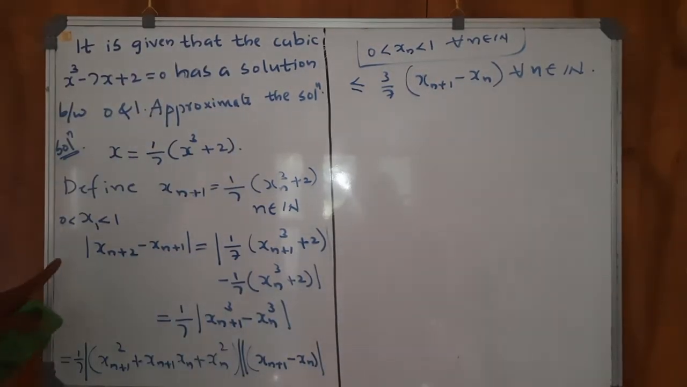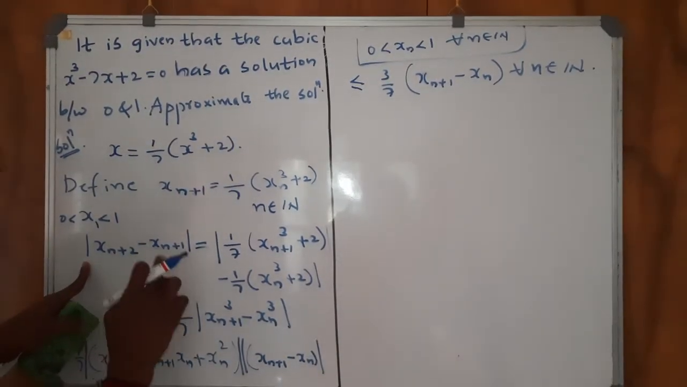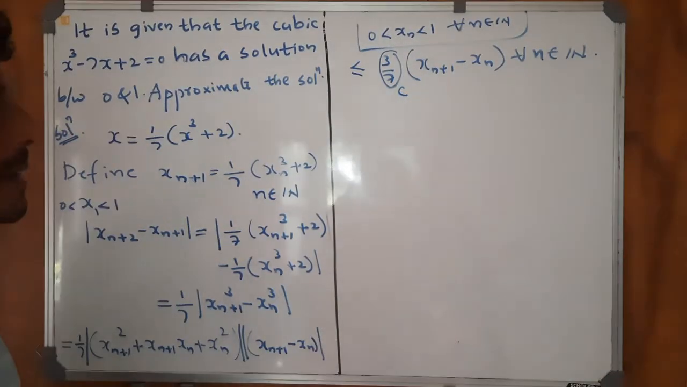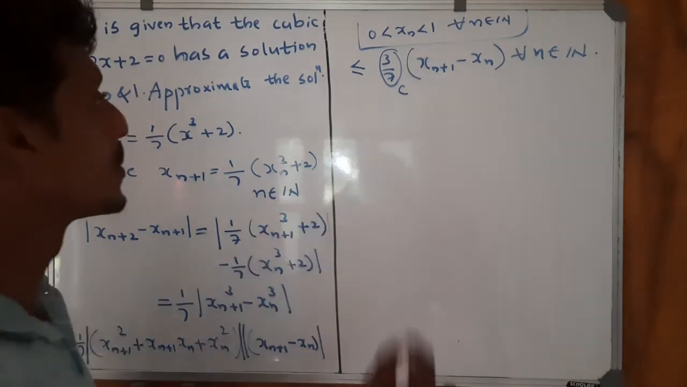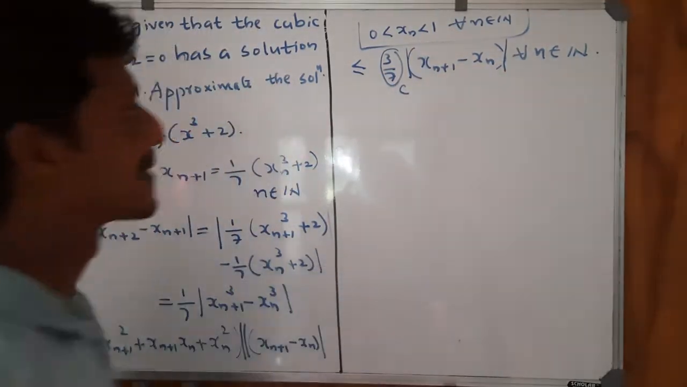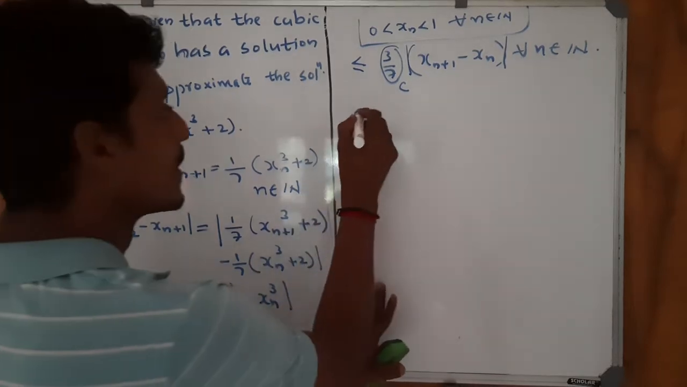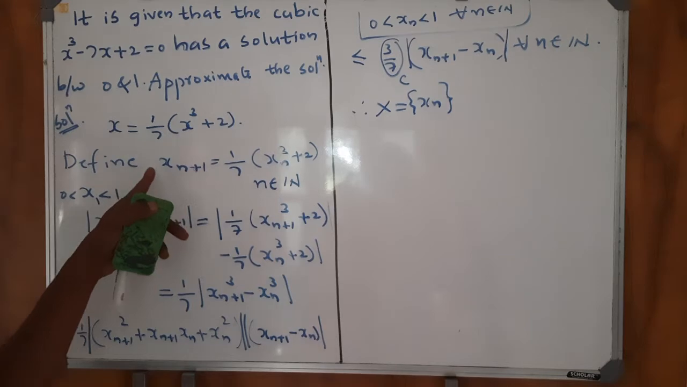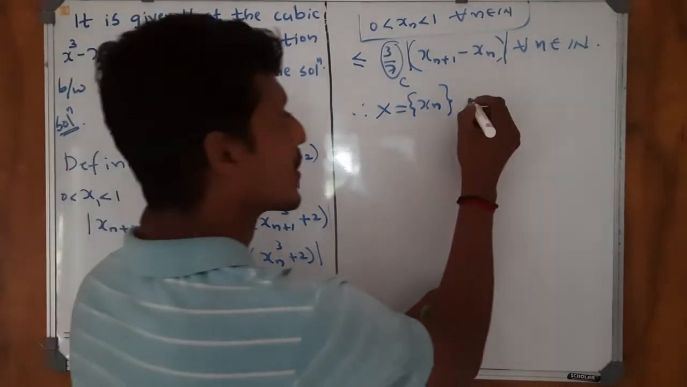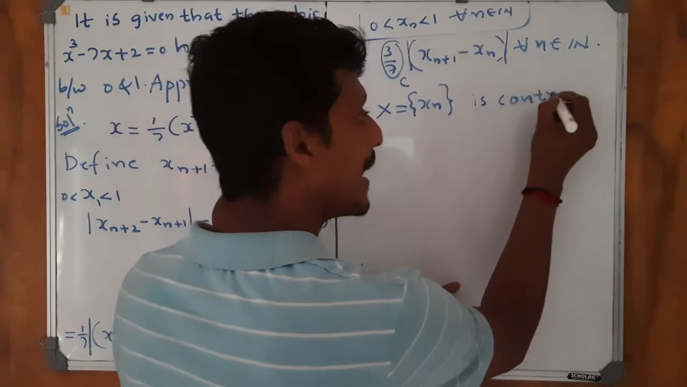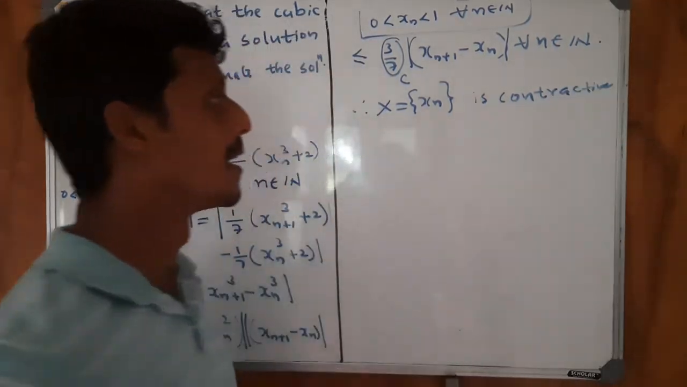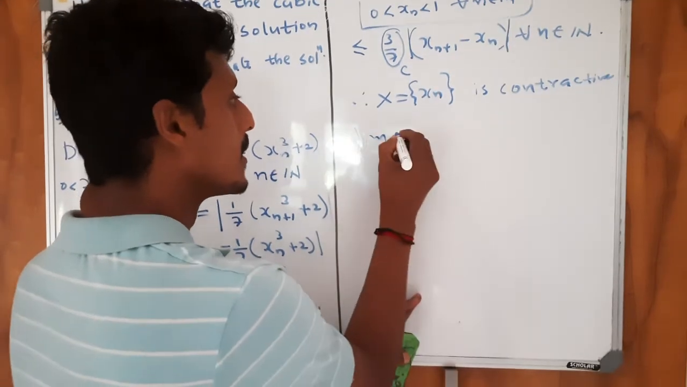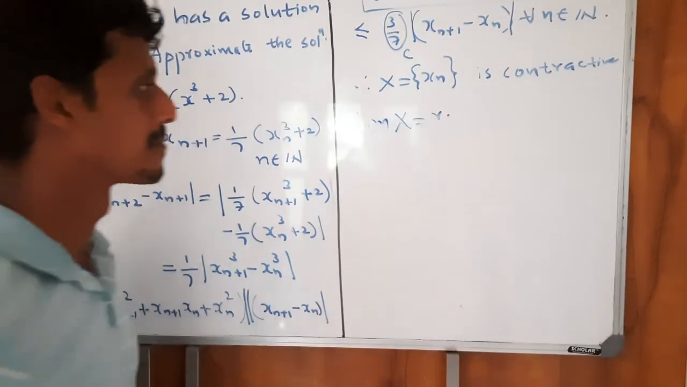Okay, so that means modulus of xn plus 2 minus xn plus 1 is less than or equal to some constant c, which is equal to 3 by 7, lying between 0 and 1, into, of course, modulus of xn plus 1 minus xn. Therefore, the sequence xn, where xn is defined recursively like this, is contractive, and hence it is convergent. So let us assume that the limit of the sequence x is equal to r.